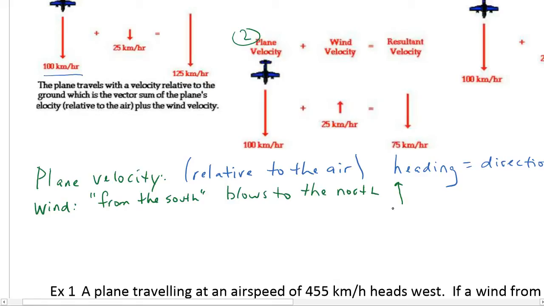If you're not sure, ask me. I'm not trying to be tricky. I just want you to be aware of how in English we talk about it. So in Winnipeg, for example, we get a cold north wind. A north wind is actually blowing from the north and it pushes you to the south.